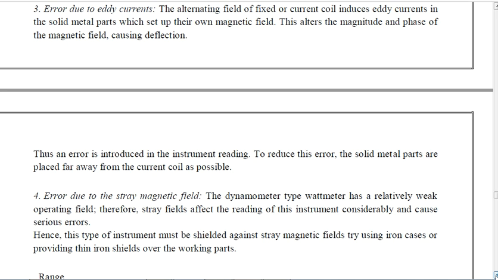Next, error due to stray magnetic fields. The dynamometer type wattmeter has a relatively weak operating field. Therefore, stray fields affect the reading of this instrument considerably and cause serious errors. Hence, this type of instrument must be shielded against stray magnetic fields, by using iron cases or providing a thin iron shield over the working parts. These are all about electrodynamometer type wattmeters.